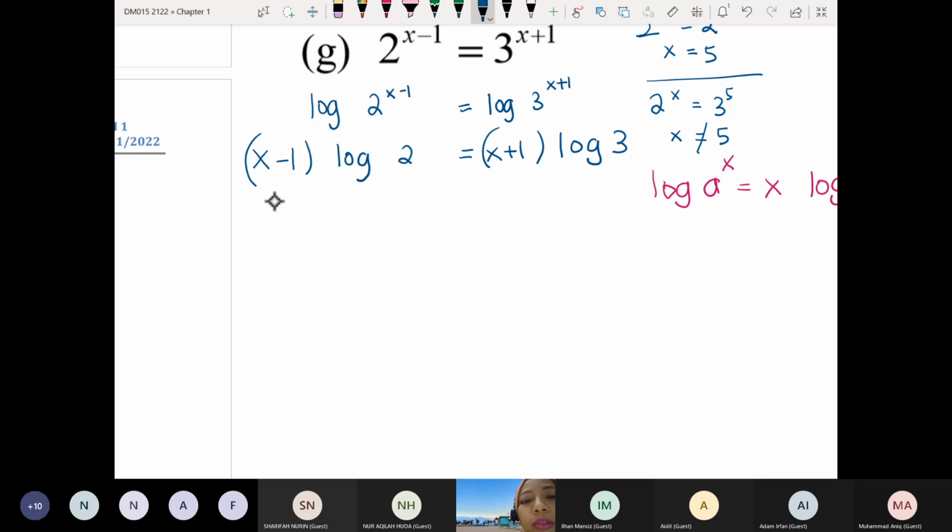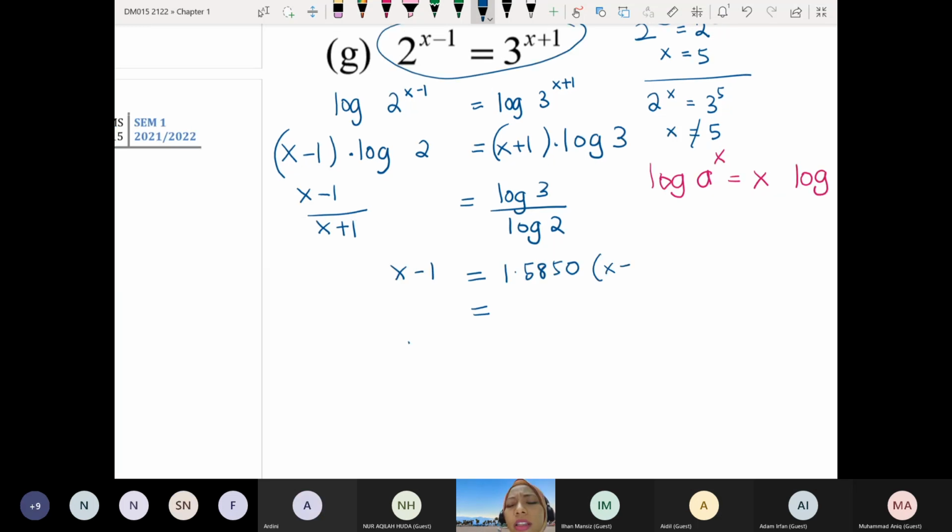Okay. Kemudian kumpulkan x minus 1. Ini darab ni. So, ini boleh dibahagi. Manakala yang ini adalah log 3, log 3 over log 2 where you can press your calculator. Can you press for me log 3 over log 2? What's the answer? I bukan suruh you buat semua suruh you tekan calculator je. Itu pun salah. Lepas tu kan ada 24 orang dalam ni. Takkanlah semua pun salah.